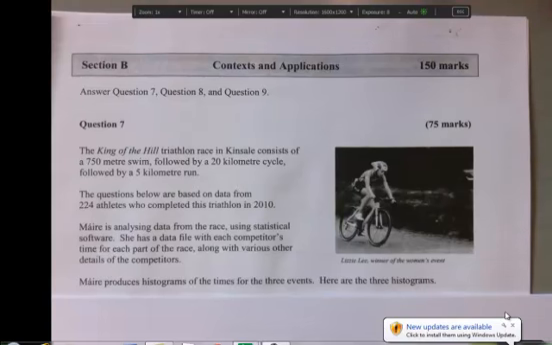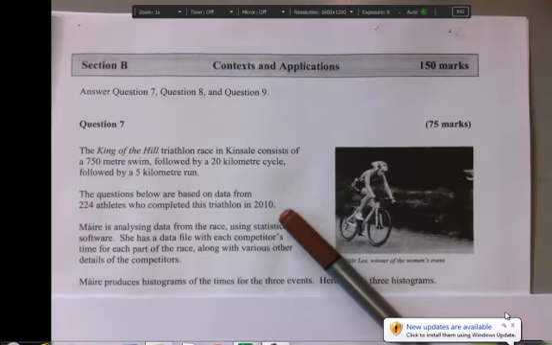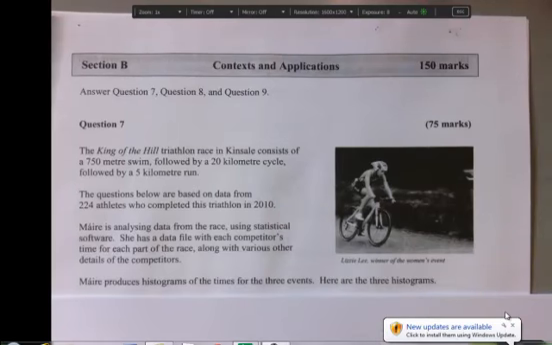This one was about a triathlon. You can see there it says that the King of the Hill triathlon race in Kinsale consists of a 750 metre run, followed by a 20 kilometre cycle, followed by a 5k run. The questions below are based on the data from 244 athletes.